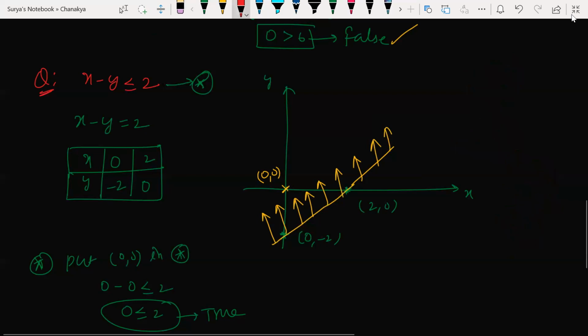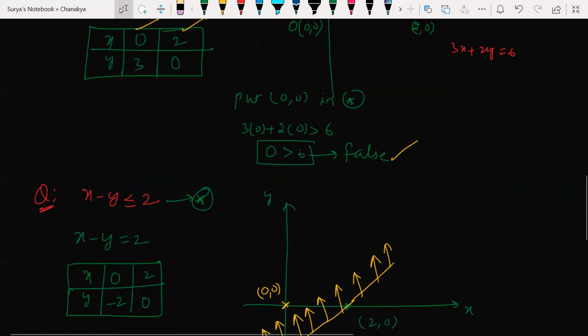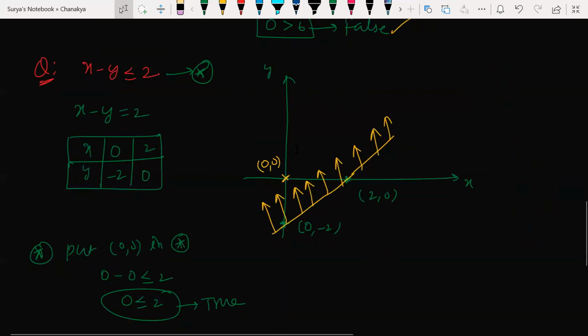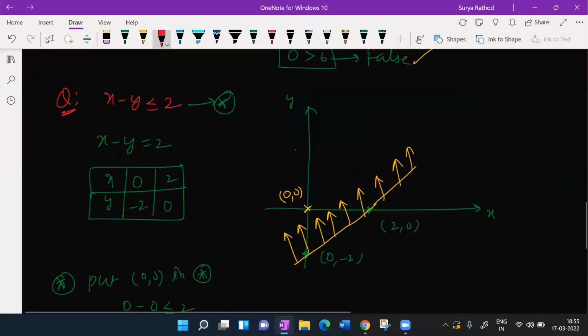This is a class 11th topic. Again, you'll be getting it in class 12th for CBSE students. Okay, it is a very important concept. Again, you'll be using the same concept for solving linear programming problems. Hope it is clear, guys. Any doubts? Any doubts, people? Very good.